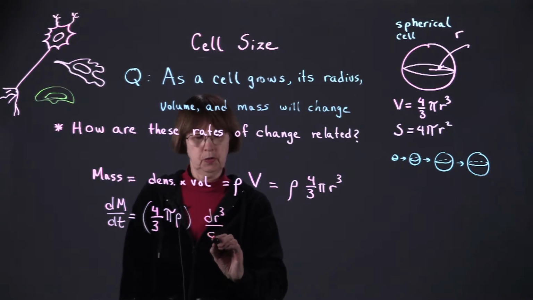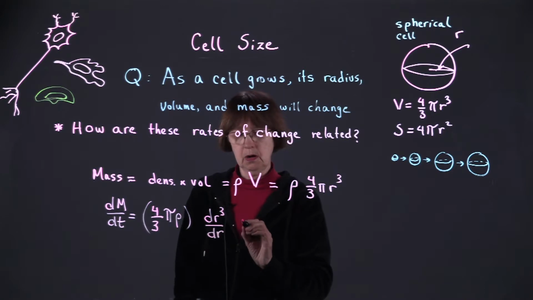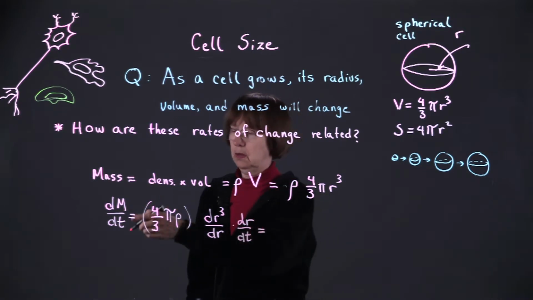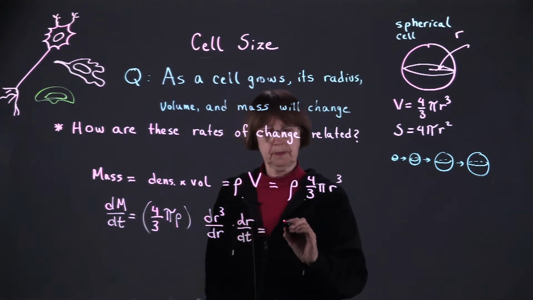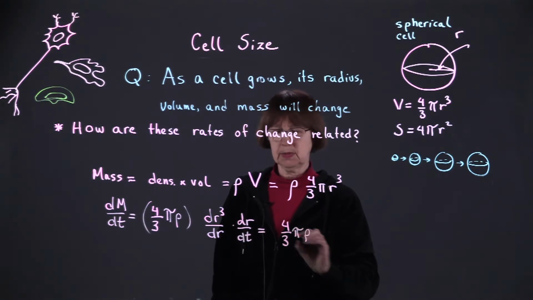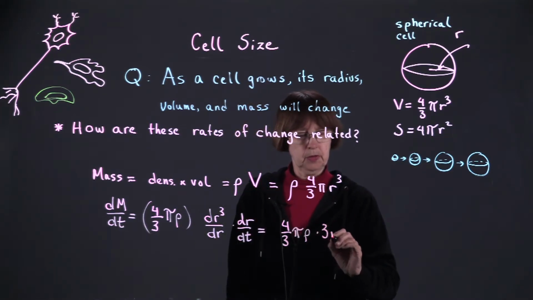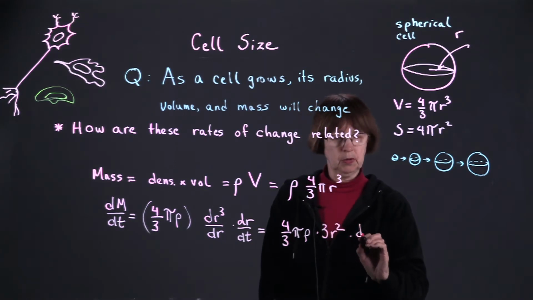So the derivative will first be the derivative of r cubed with respect to r, and then multiplied by dr/dt. Therefore, the rate at which the mass changes is going to be this constant 4/3 pi times the density multiplied by 3r squared, which comes from using the chain rule, multiplied by dr/dt.